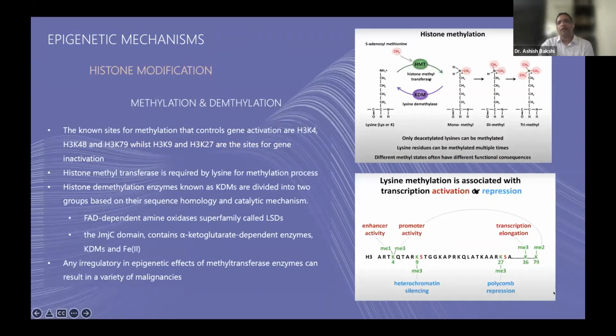Basically, lysine methylation can lead to either transcription activation or repression, and it is extremely important to know which histone is modified and what protein is modified. Lysine at K4 can be monomethylated or trimethylated. If it is monomethylated, it can result in enhancer activity, whereas if it is trimethylated, it can result in promoter activity. Lysine at K9 results in heterochromatin silencing, whereas lysine modification at K27 results in polycomb repression. These are repressive modifications, whereas the red ones that you can see here are activation modifications.